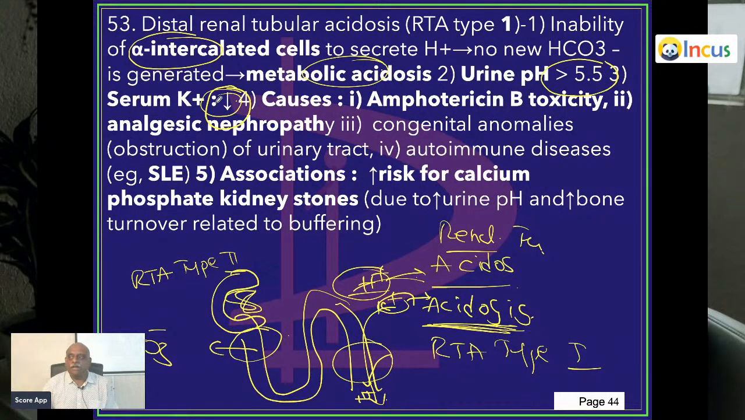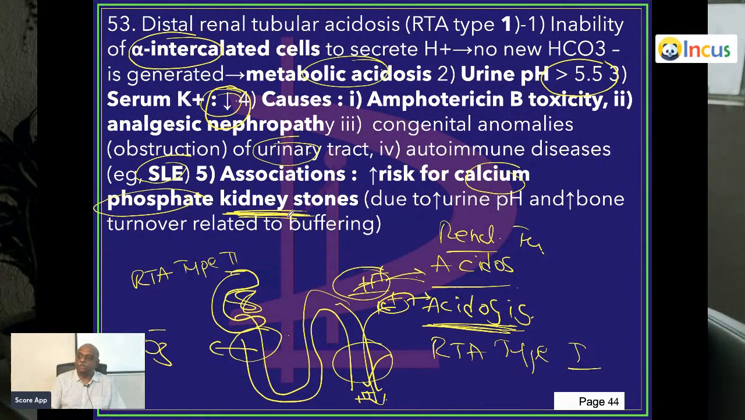Now, what leads to distal renal tubular acidosis? We give a lot of analgesics to the patients. Analgesic nephropathy, amphotericin B toxicity, any congenital anomalies of the urinary tract, SLE, all these typically happen whenever there is distal renal tubular acidosis. Distal renal tubular acidosis patients have an increased risk of calcium phosphate kidney stones.